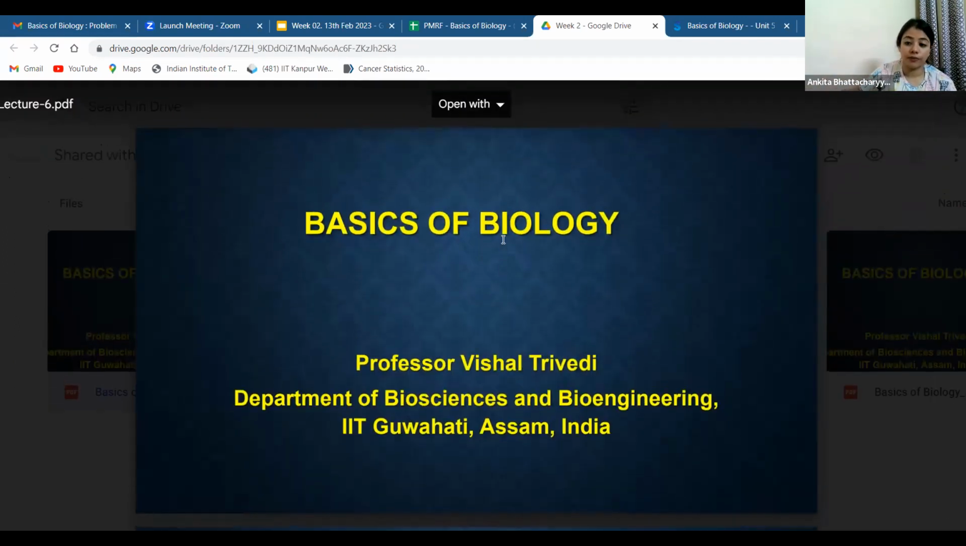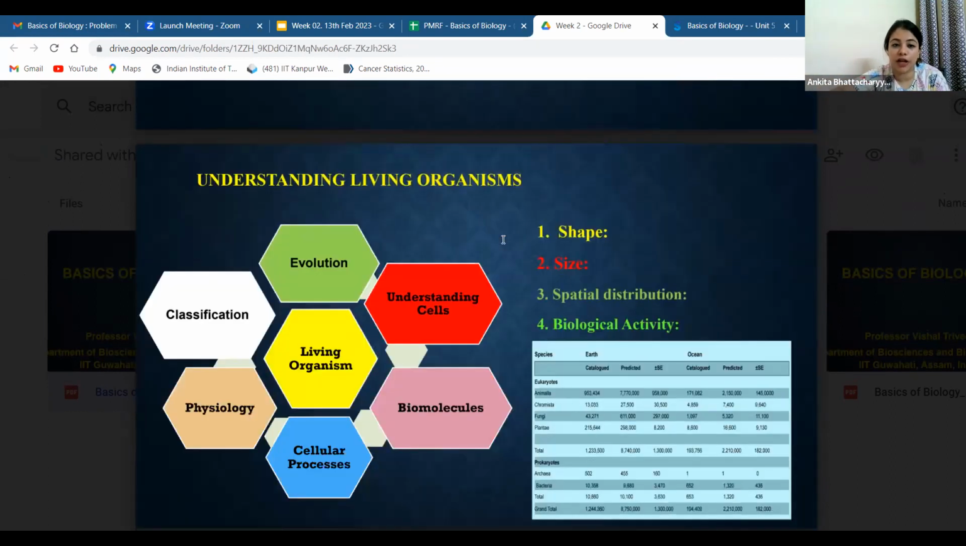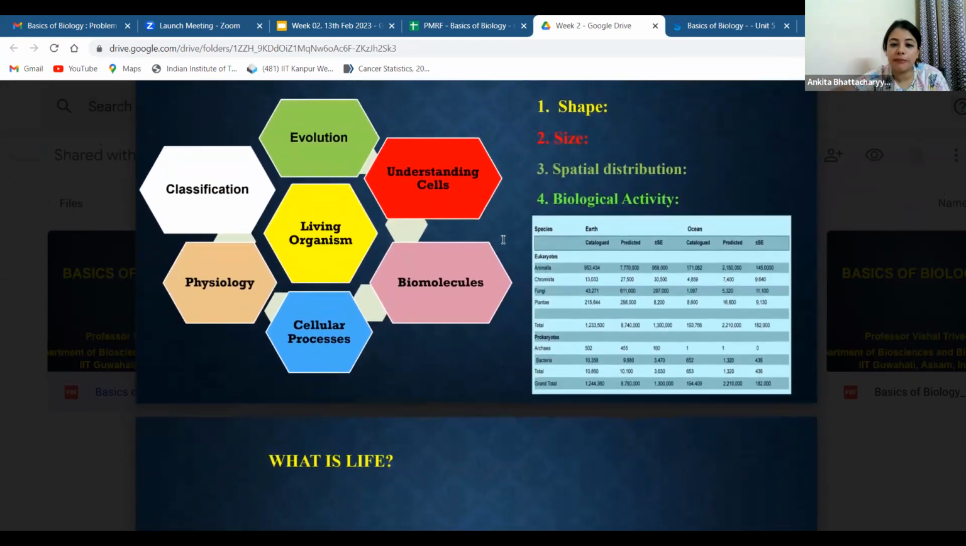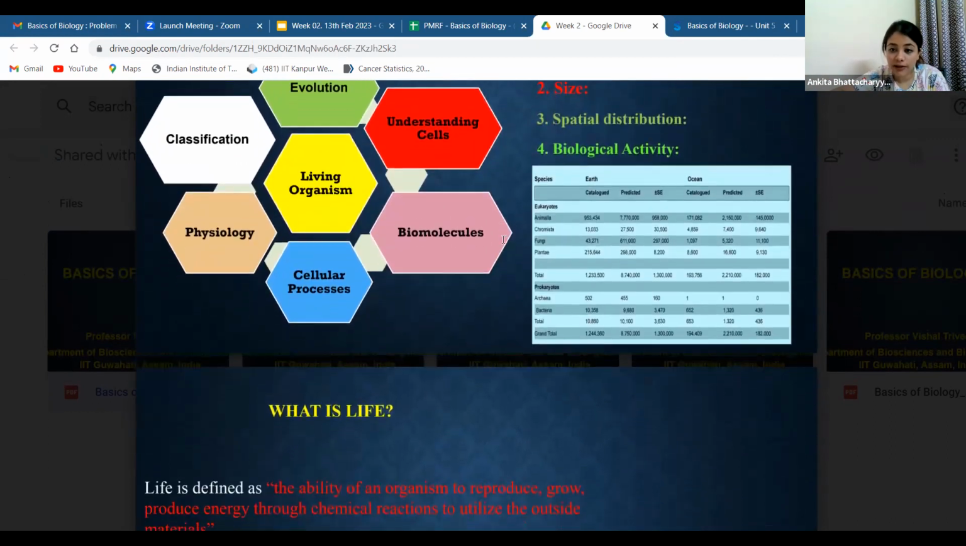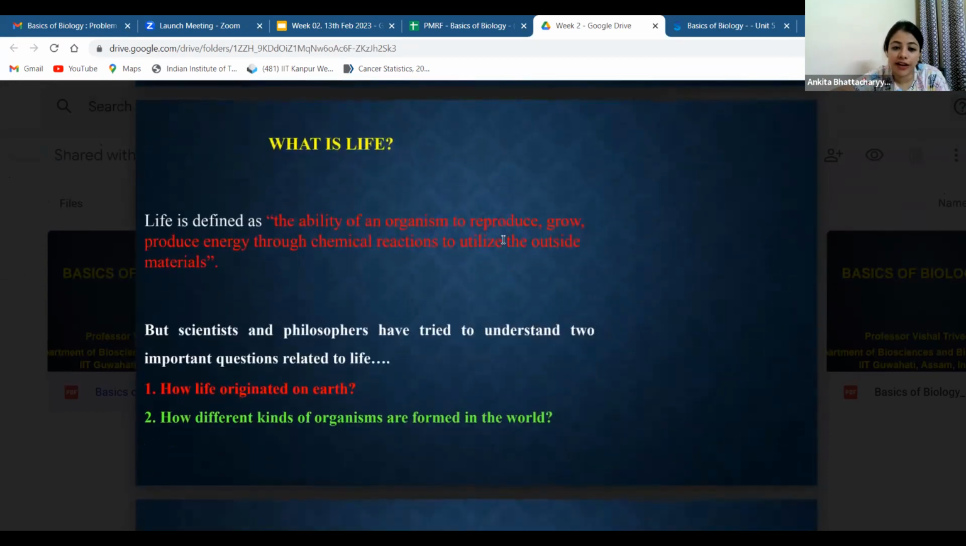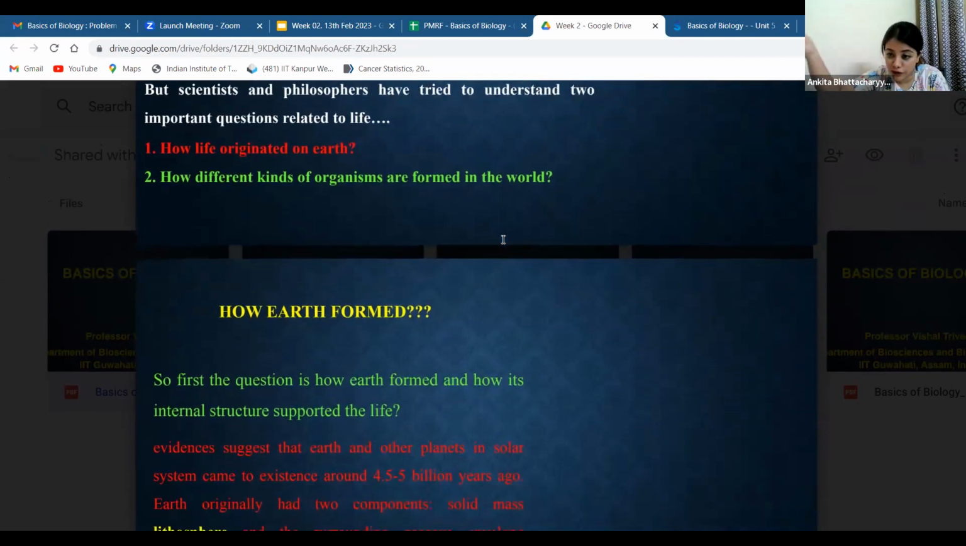For week 2, there were 5 different lectures. In the initial lecture, first, the structure of the earth. First we talked about how living organisms can be studied majorly with respect to their shape, size, spatial distribution, and of course their biological activity, and the definition of life. But obviously the major question addressed here is how did life originate, which was also the theme of this week, which is to study the origin and the evolution of life on Earth.